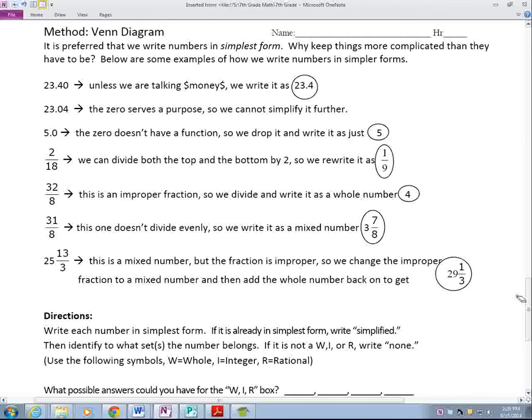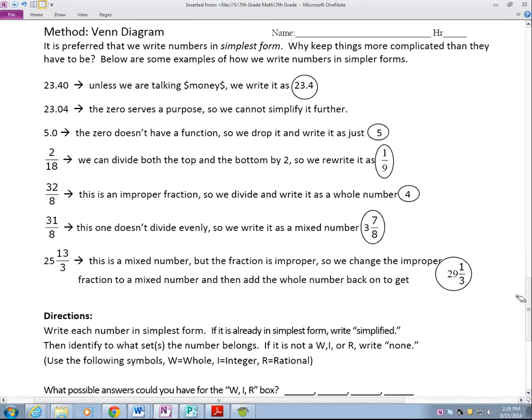Next part. Quiet, please. Method, Venn diagram. It is preferred that we write numbers in simplest form. You had this last year as sixth graders. Why keep things complicated when they don't have to be, right? Below are some examples of how we write numbers in simpler forms.